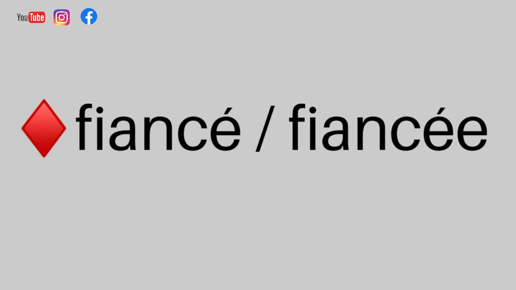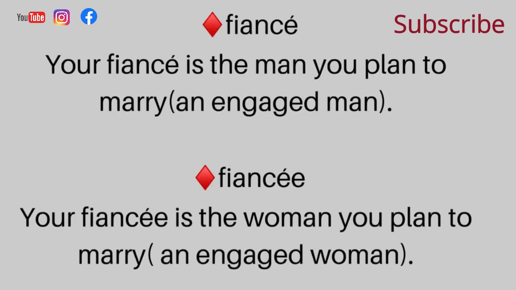Fiancé, written with an E, and fiancée, written with an E and another E. In English, the mark on top of the E is called an acute accent. This is what we refer to in French as accent aigu. Fiancé, written with an E, is the man you plan to marry, or an engaged man. Fiancée, written with an E and another E, is the woman you plan to marry, or an engaged woman.